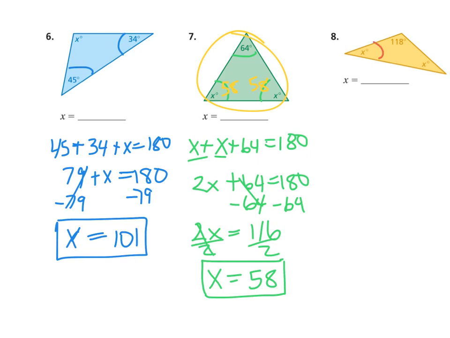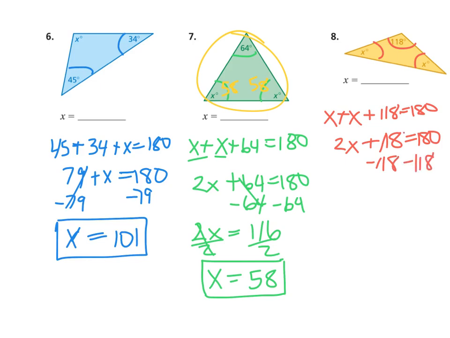All right, let's do our last one. We have another x and an x and then 118. So x plus x plus 118 equals 180. So simplify, I get 2 x's plus 118 equals 180. So I'm going to subtract 118. So I have 2 x's equals 180 minus 118, 62. So then divide by 2. I get x. 62 divided by 2 would be 31.